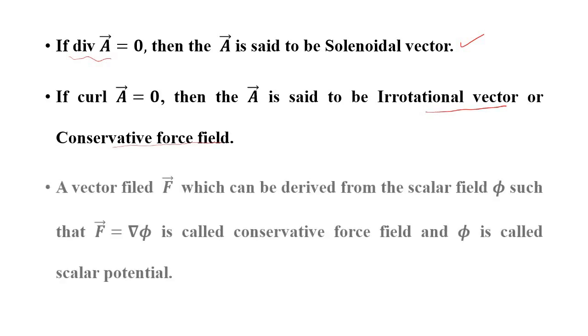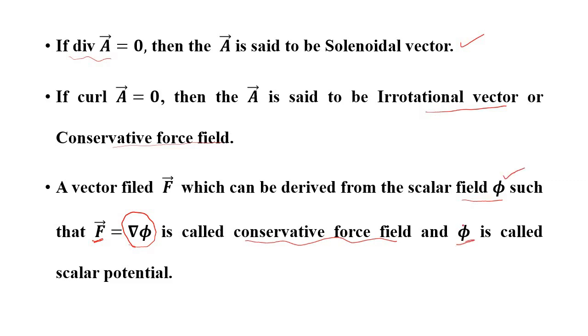Sometimes we can generate the vector F by using a scalar field phi. That is, vector F is equal to the gradient of a scalar field phi. This vector field is called a conservative force field, and that phi is called the scalar potential. Okay, remember these three concepts. In the problems, we are going to discuss these three concepts. Show that the vectors are solenoidal, irrotational, or find a scalar potential. Finding a scalar potential means we need to find phi by using a given vector F. So this is very important throughout the module.